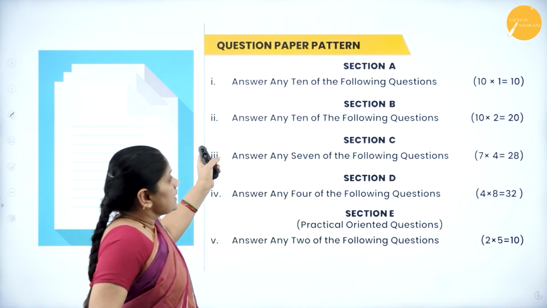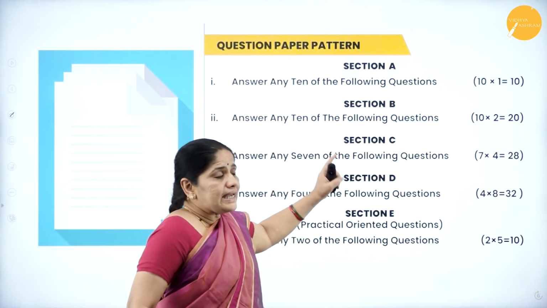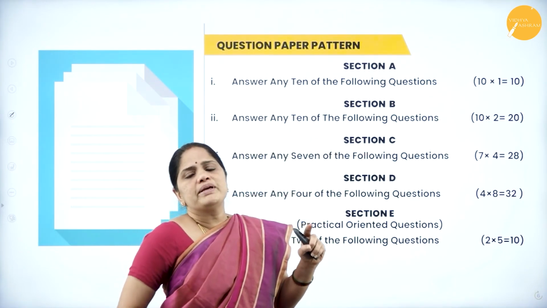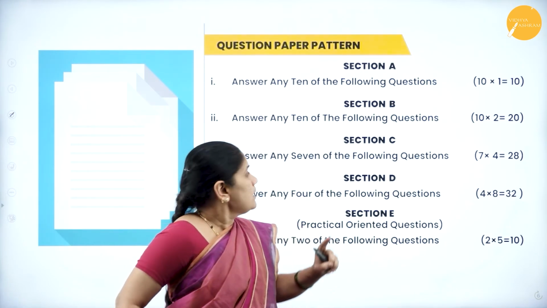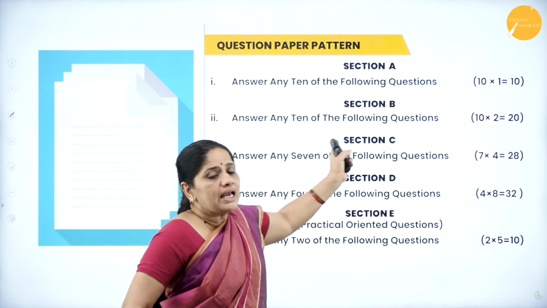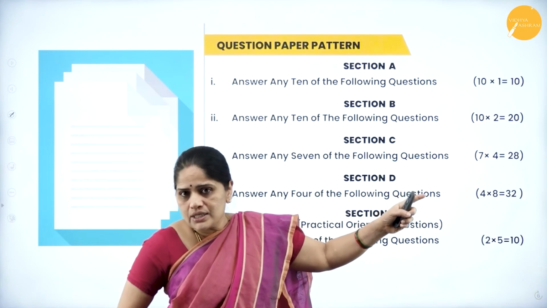Next, section B: answer any 10 of the following questions. Again, in section B, you will be given 12 questions, out of which you will have to answer only 10. Each question carries 2 marks. So, 10 into 2 is 20.